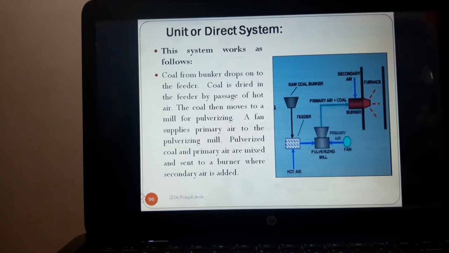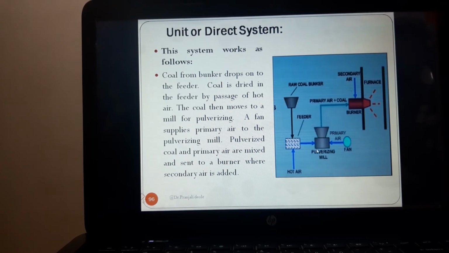This is a figure which shows the idea of the unit system. The coal from the bunker drops onto this feeder. The coal is dried in the feeder by the passage of hot gases or hot air coming from the bottom. The coal then moves to a mill for pulverizing. So this is a pulverizing mill. A fan supplies primary air to this pulverizing mill.